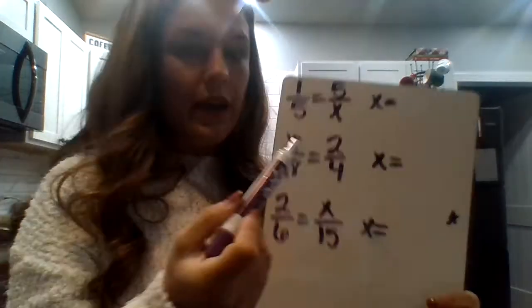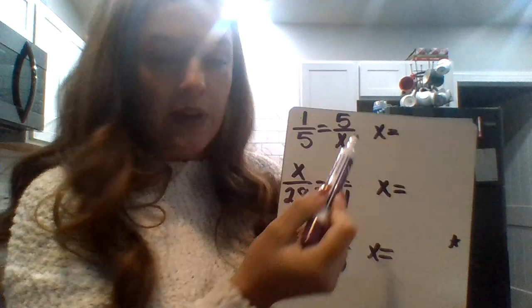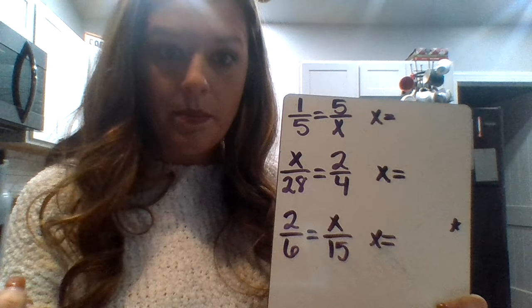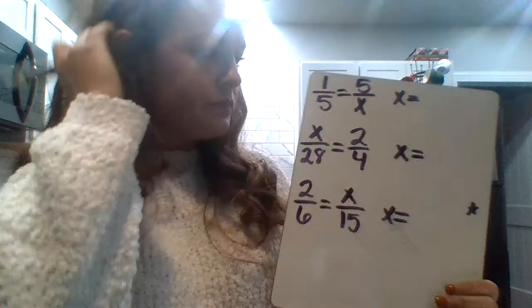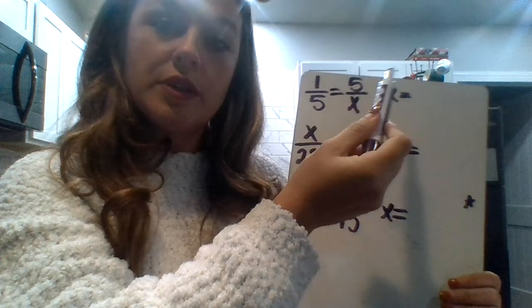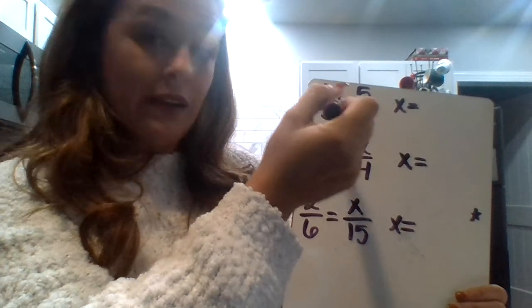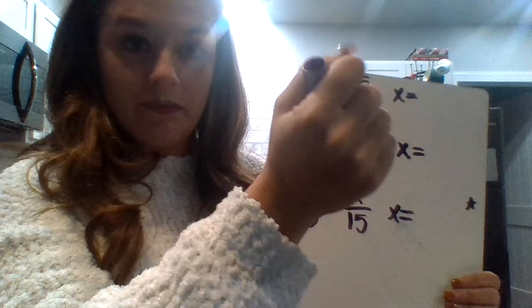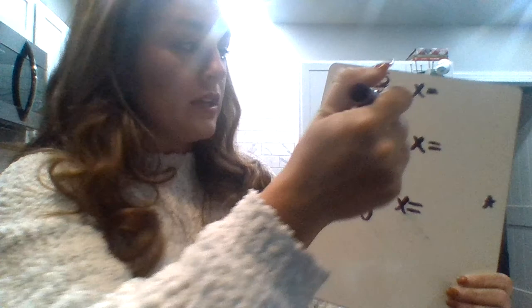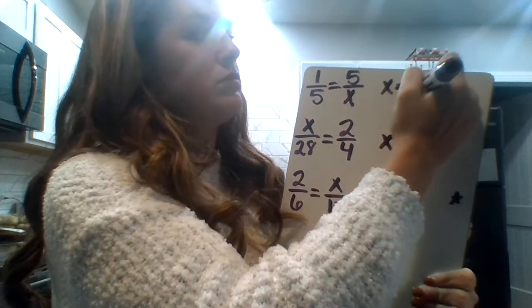So how do I get 1 to 5? 1 times what equals 5? 1 times 5. So whatever we do to the top, we also have to do to the bottom. 5 times 5 is what? 5, 10, 15, 20, 25. So this x should equal 25.